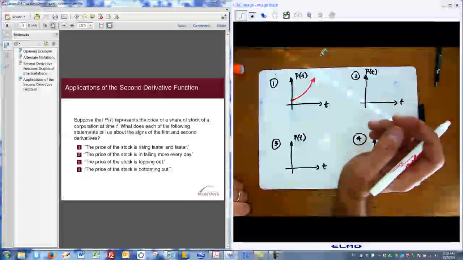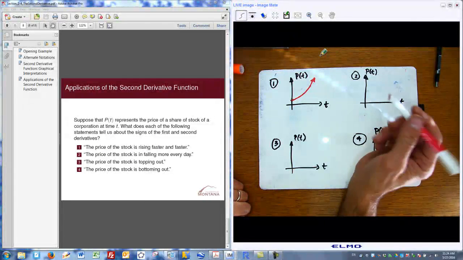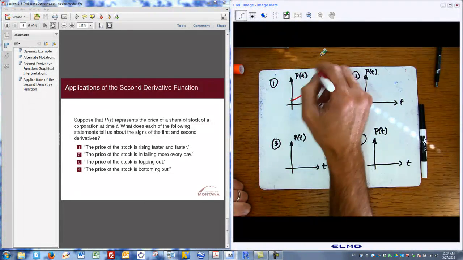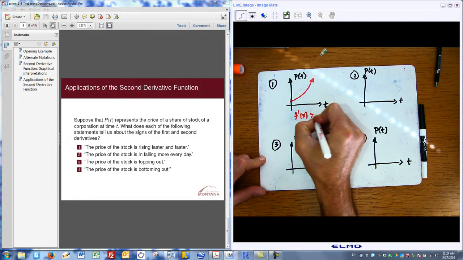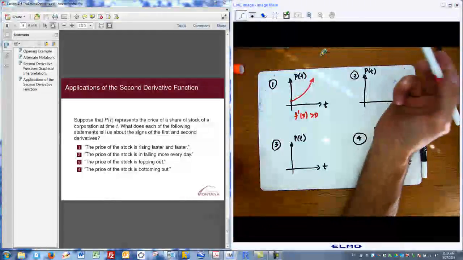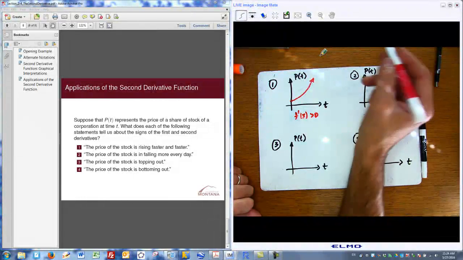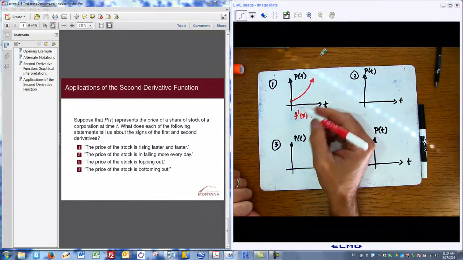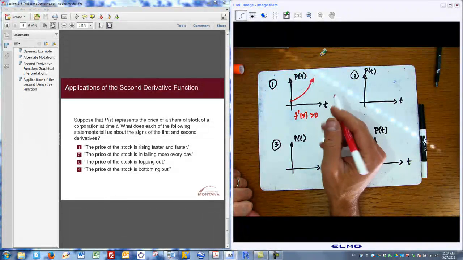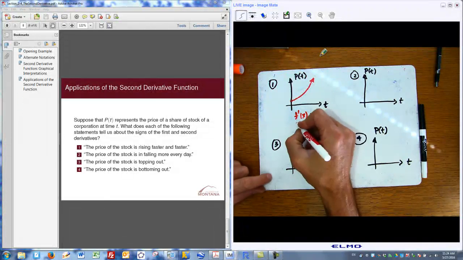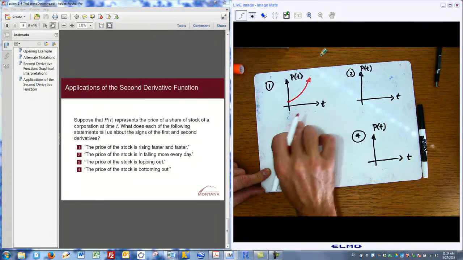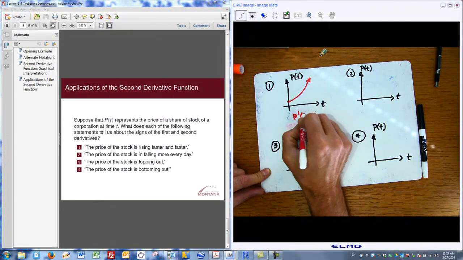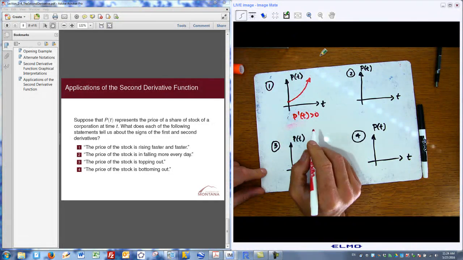So let's talk a little bit about what that means for the derivative. To me, what that means, well, first of all, the first derivative, f prime of x, has got to be greater than 0. We know that the price is increasing, so the rate of change must be positive, but it's rising faster and faster. In other words, the rate of change of the rate of change, the second derivative here, and let's use the notation I've given you, right? P prime of t is greater than 0.